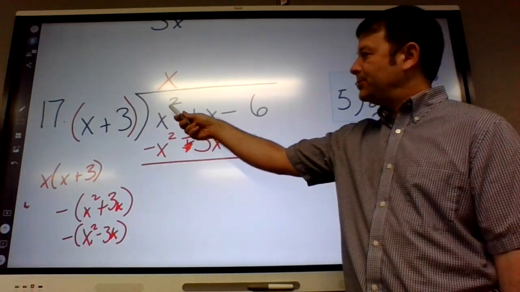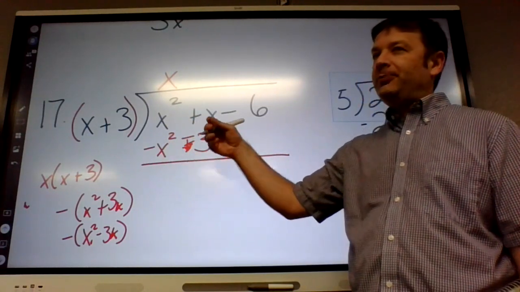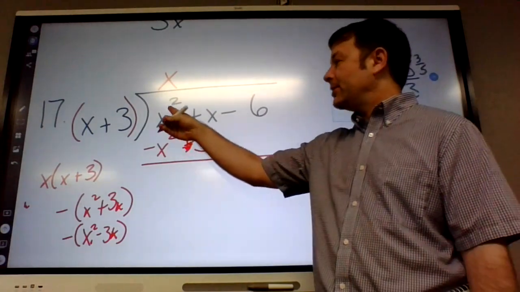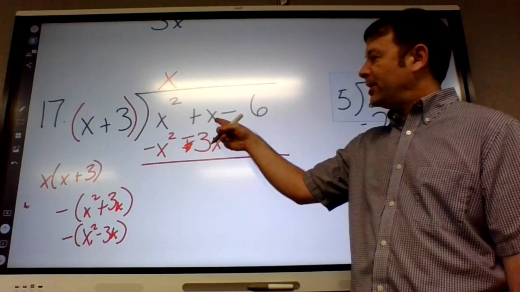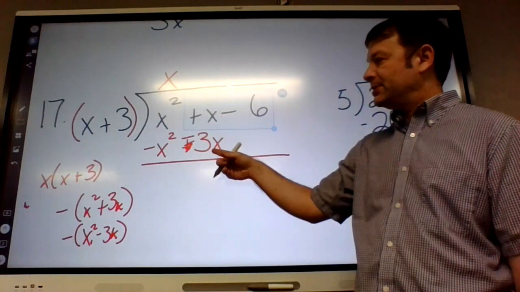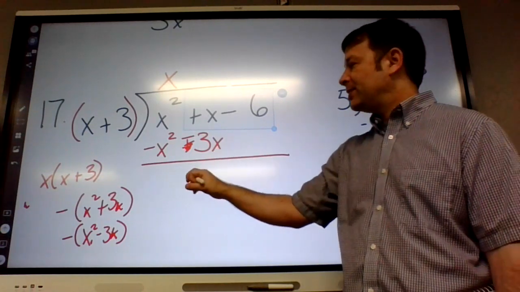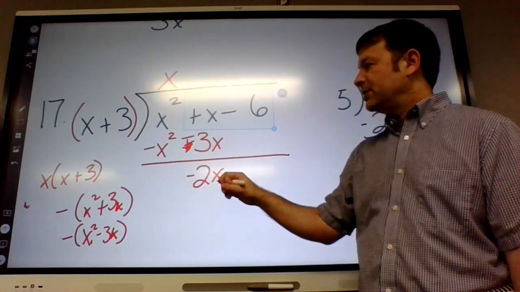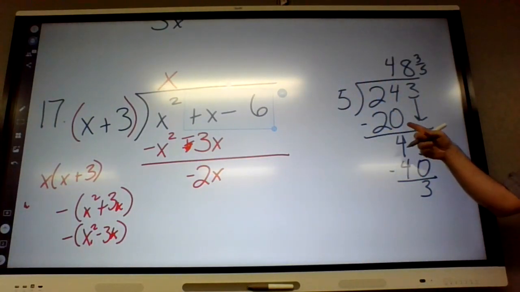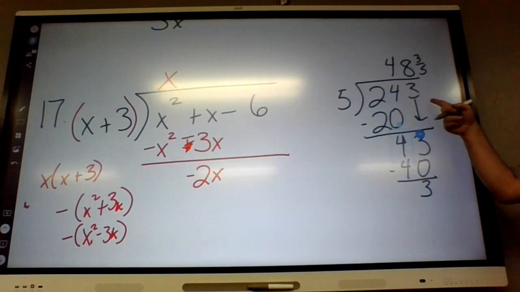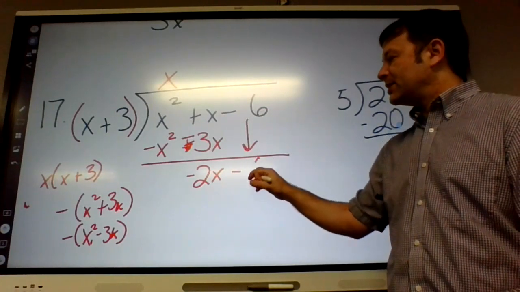Okay, what is going to happen to my x squareds? That's going to happen every time, by the way, if you did it right. So those go away. X squared minus x squared is 0. But over here I have x minus 3x, which is negative 2x. Then what do you think is going to happen? Right, what happened after I subtracted here? I brought the next thing down. So what I'm bringing down is a minus 6.